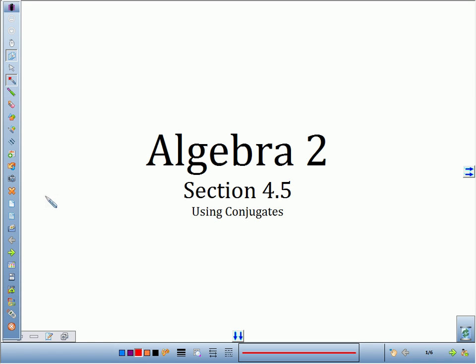Alright, these are the notes for Algebra 2, Section 4.5 in your textbook. This is Part 2 of Section 4.5. Section 4.5 will be split into 3 sections. The first section dealt with simplifying radicals. The second section is going to deal with using conjugates to rationalize denominators.